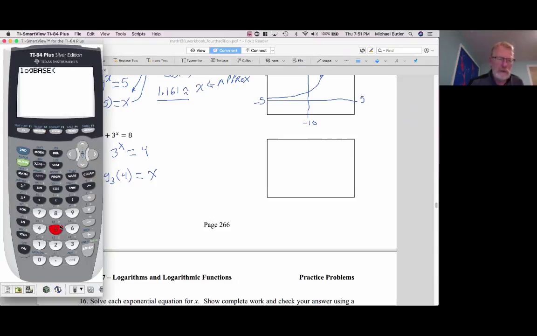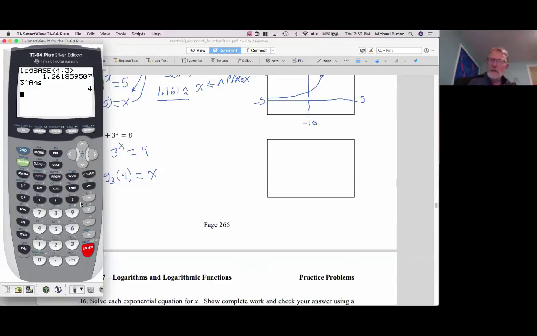So if I grab option 5 here, I can put in log of 4, comma, base 3, if I remember correctly. I'm hoping I remember right. Let's see if I was right about that or not. I can always check it. I can go 3 raised to the answer, and if I get back 4, yep, then I did it the right way.